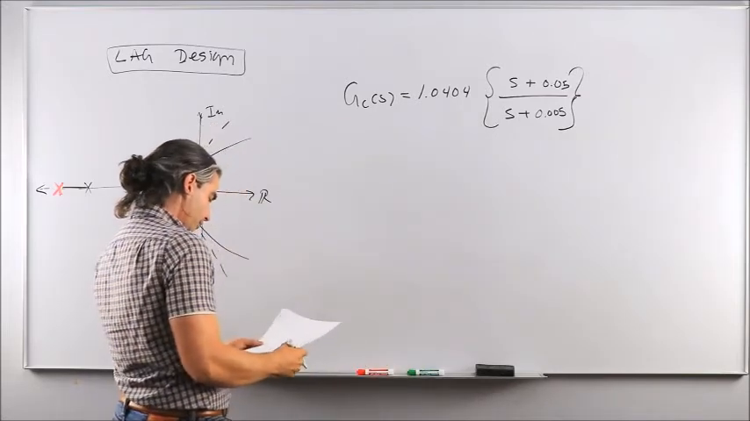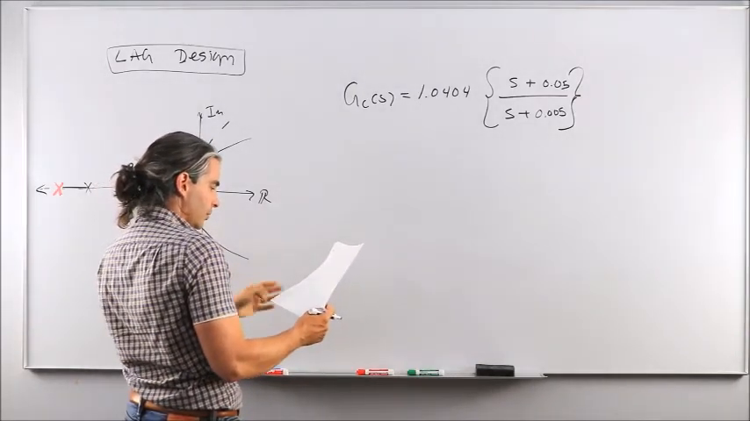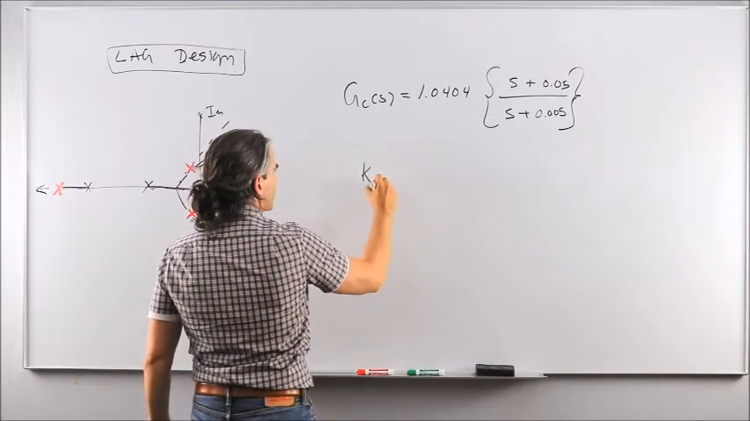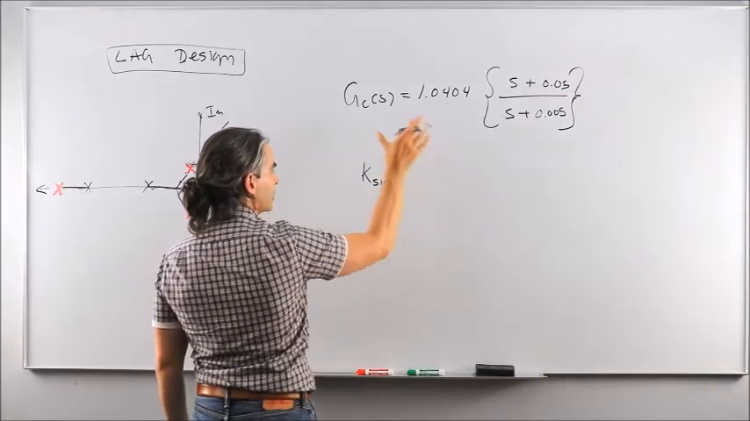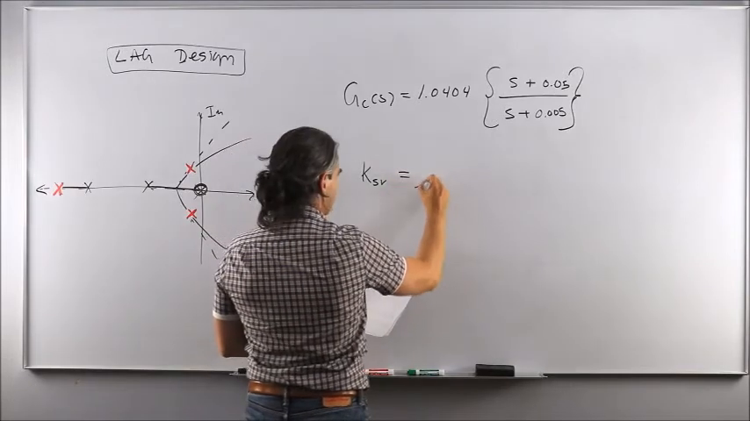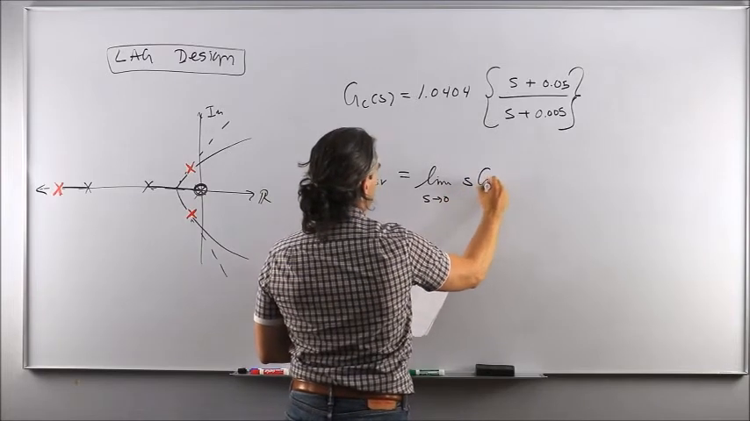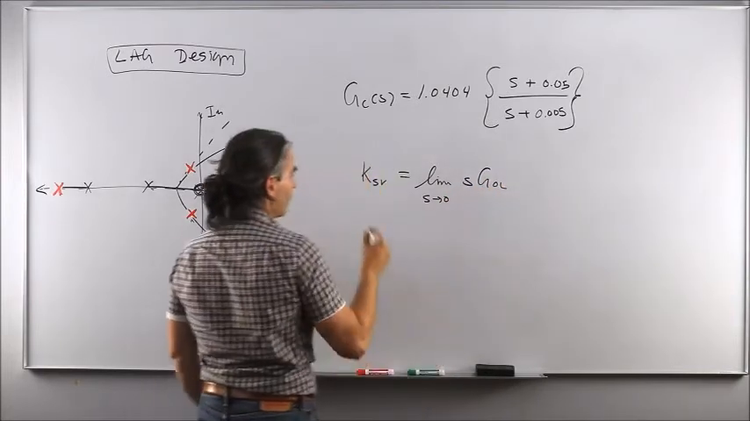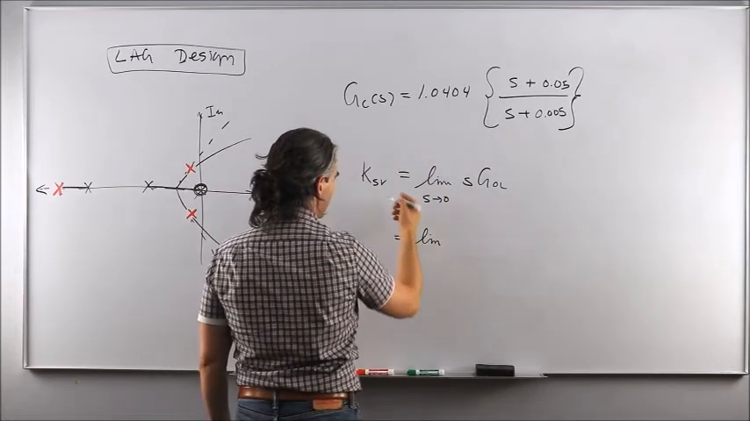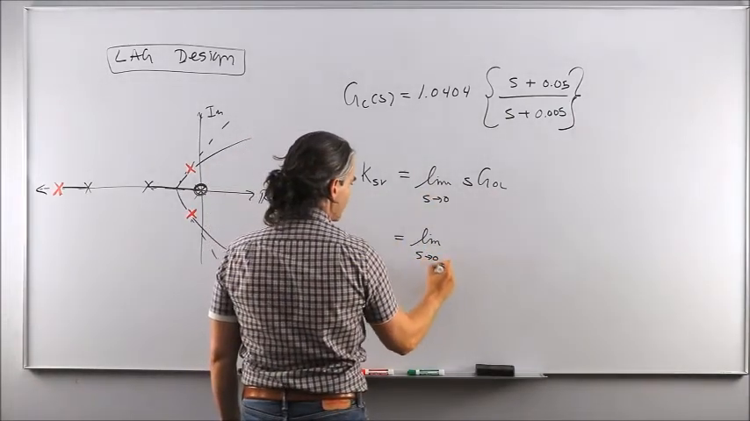Either you trust that you've done a good job and a good design, or what you could do here is a quick sanity check on the value of Ksv that you would get now with this additional compensator. So let's do a quick check. Ksv, as we saw in a previous lecture, is the limit as s goes to zero of s times G open loop. While our new open loop better include our compensator, otherwise we would simply end up with the previous Ksv we had, which was 1.06/2, which wasn't good enough.